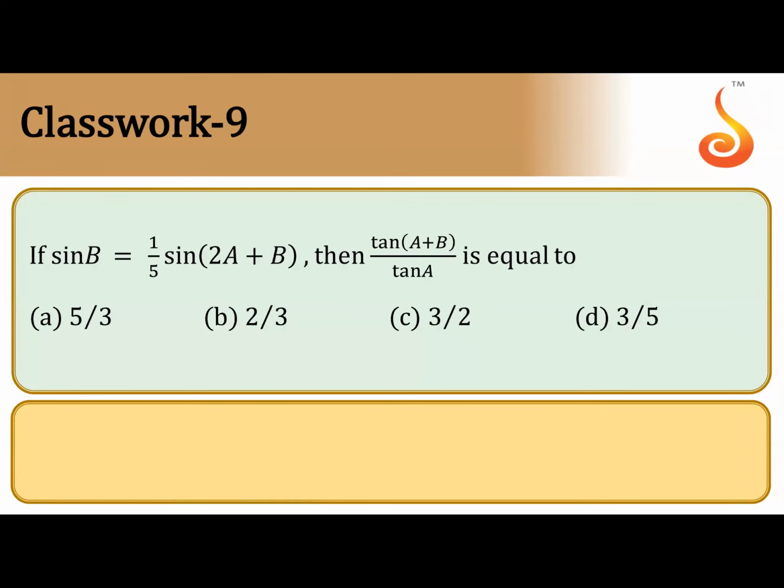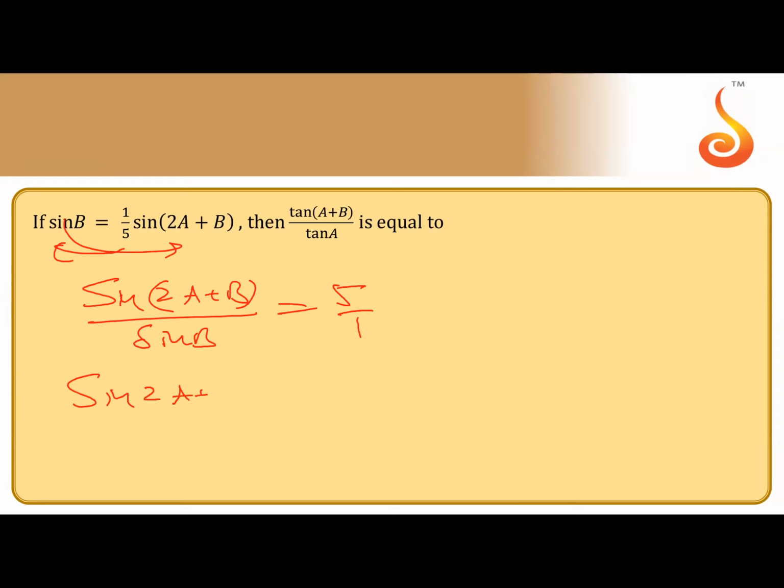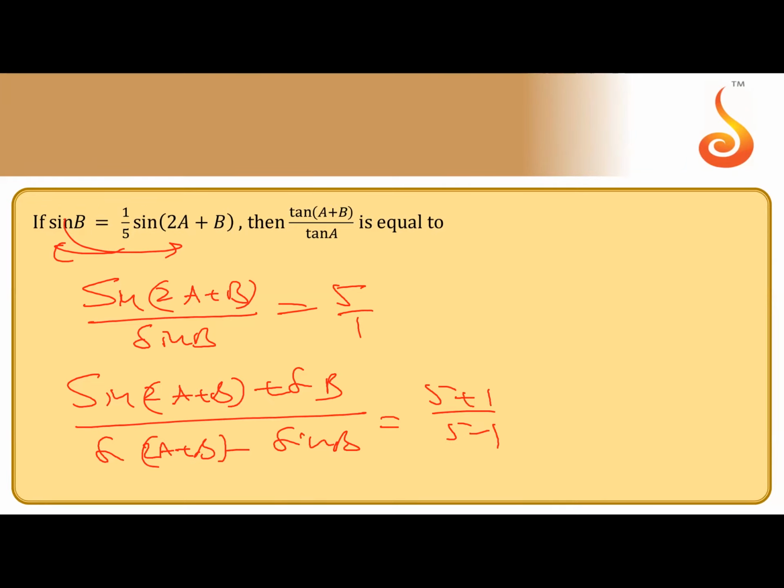Now, last question. Sin b equal to 1 by 5 sin (2a plus b), then find tan a by tan (a plus b). Just now we did the same model question. With 3 we did, but here 5 is given. Now let us take sin (2a plus b) by sin b equal to 5. Rearrange, 5 by 1. Now apply componendo and dividendo. Just now we did the same question. 5 plus 1 by 5 minus 1.